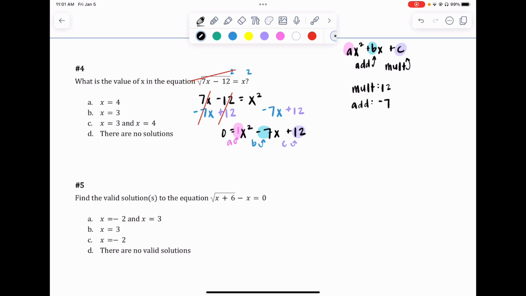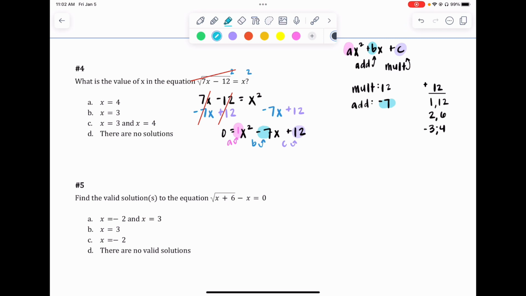So if you're not sure, I would make a list of all the numbers you can think of that multiply to 12. So you could do 1 times 12, and then 2 times 6, and then 3 times 4. If they're multiplying to a positive 12, that means both factors would need to be the same sign, either both positive or both negative. And since they're supposed to add up to negative 7, we're going to make them both negative. So we'll do negative 3 and negative 4.